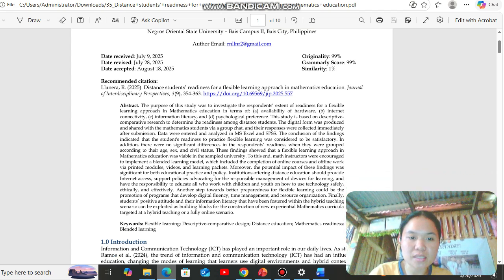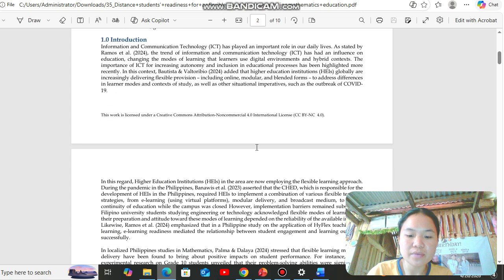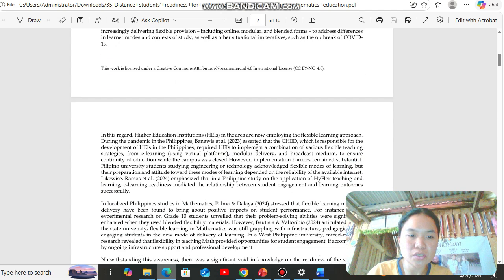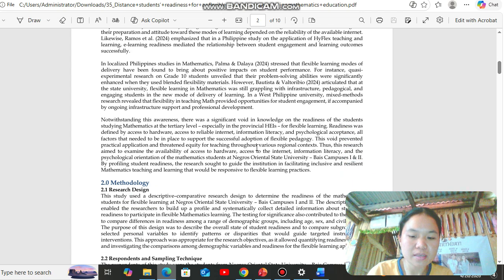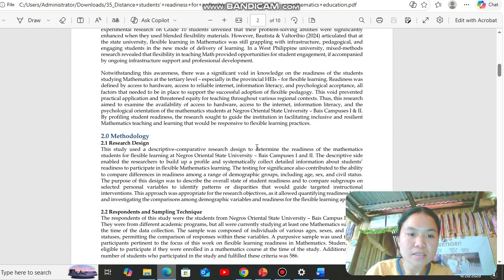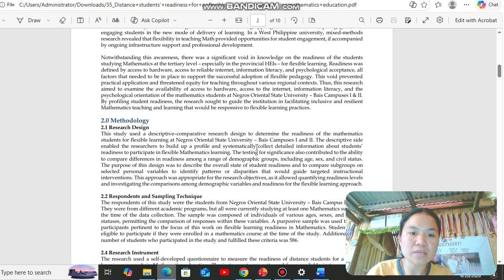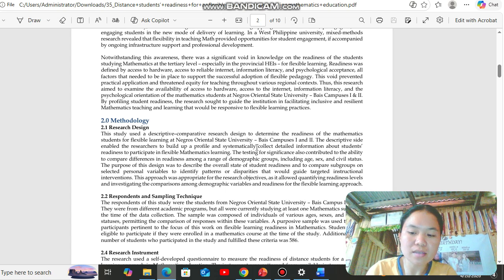Then proceed to the methodology of this research article. This study used a descriptive comparative research design. This study involves 586 students enrolled in mathematics courses from Negros Oriental State University, Bais campuses 1 and 2, through purposive sampling.